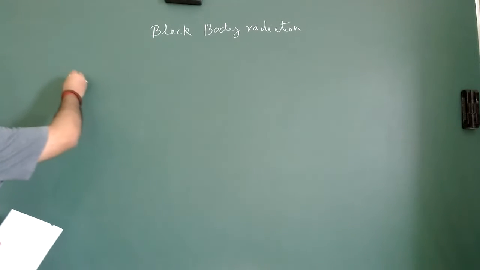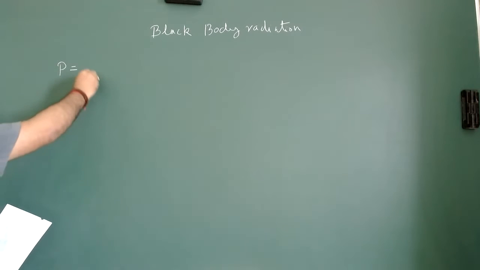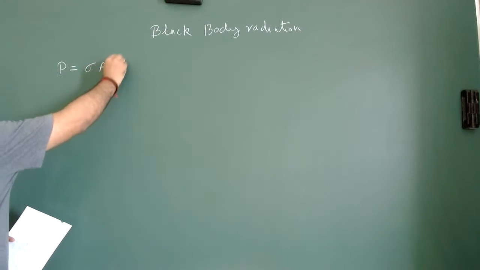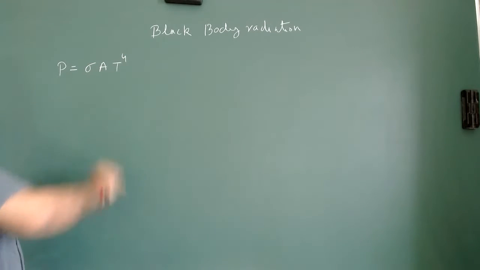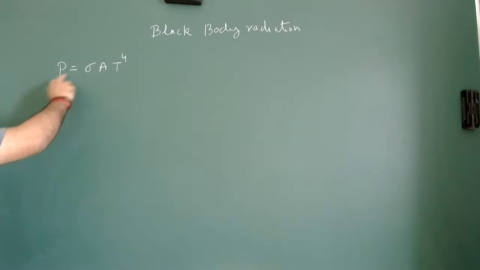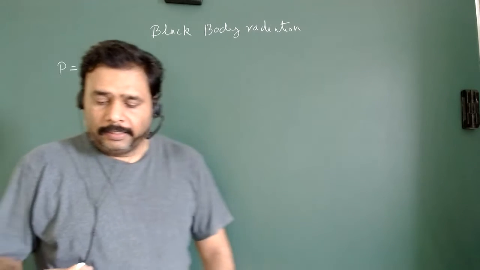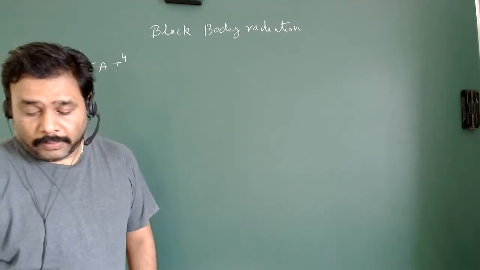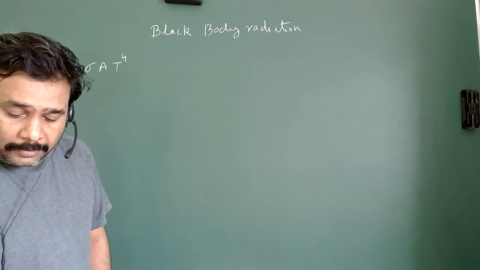So this is the power. The power for the black body is given by sigma A T to the power 4. This is Stephen's formula, where A is the surface area, sigma is Stephen's constant, and T is the absolute temperature. But if it is not a black body, then we can use some extra constant or extra variable in this calculation.